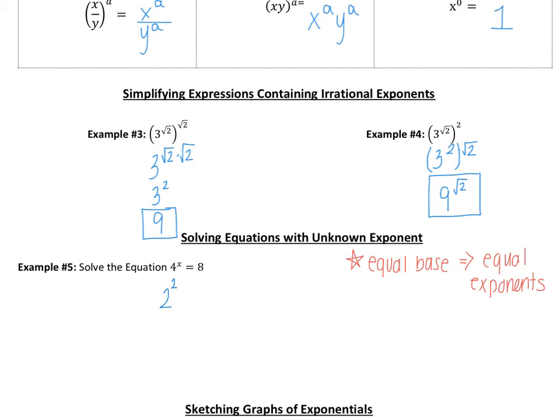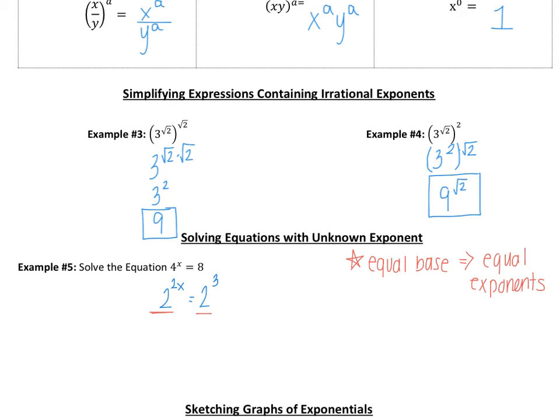Yes, there's an x there, so make sure you don't forget, because I'm just rewriting 4, and there's that power of x. And I notice I can rewrite the right side as 2 cubed. 8 is equivalent to 2 cubed. Well, now look, I have my equal bases, which implies my exponents are equal.